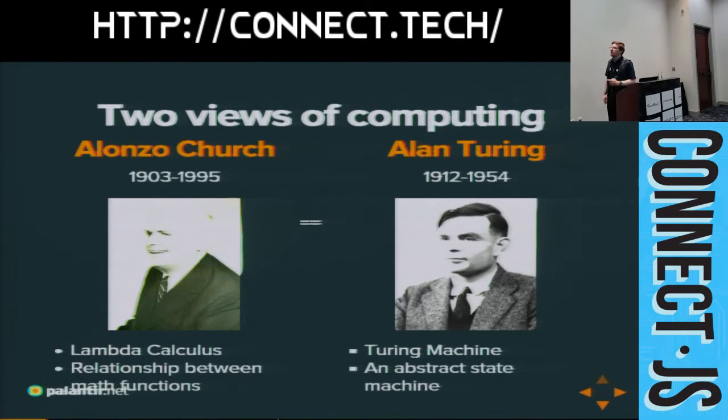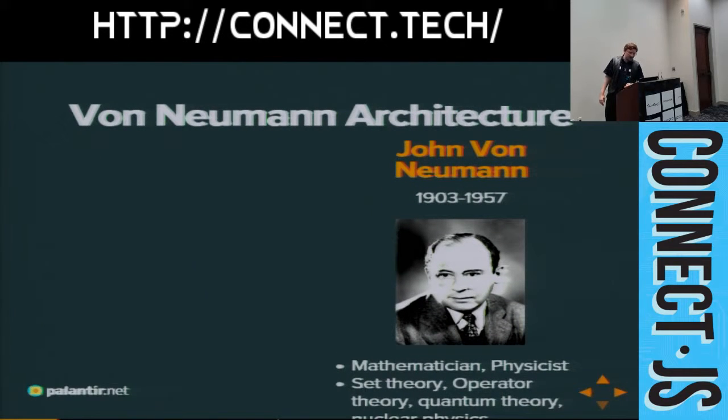So let's fast forward just a little bit to a man named John von Neumann. There's another mathematician, physicist. He helped develop set theory. He worked on the Manhattan Project. He worked on quantum theory. Just another one of these people who's way too smart for his own good that we don't hear about enough.